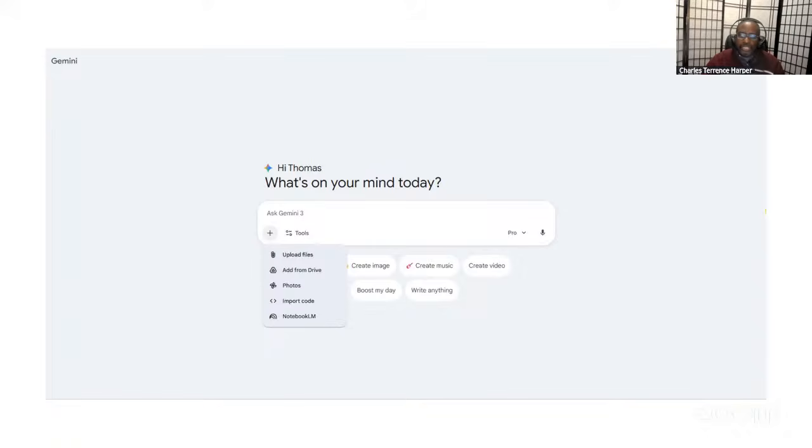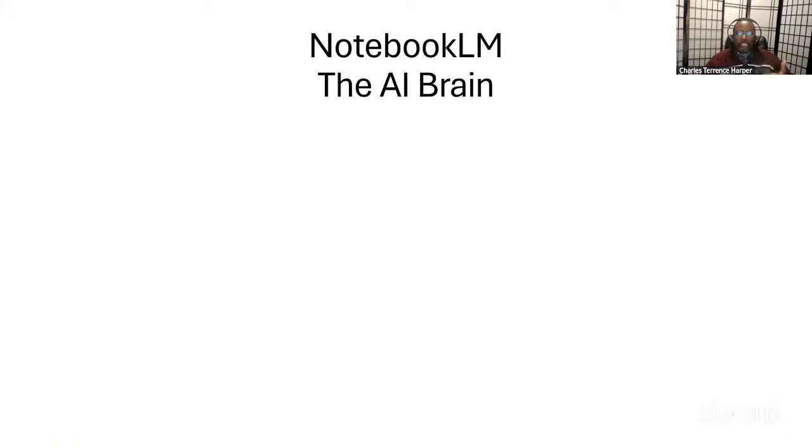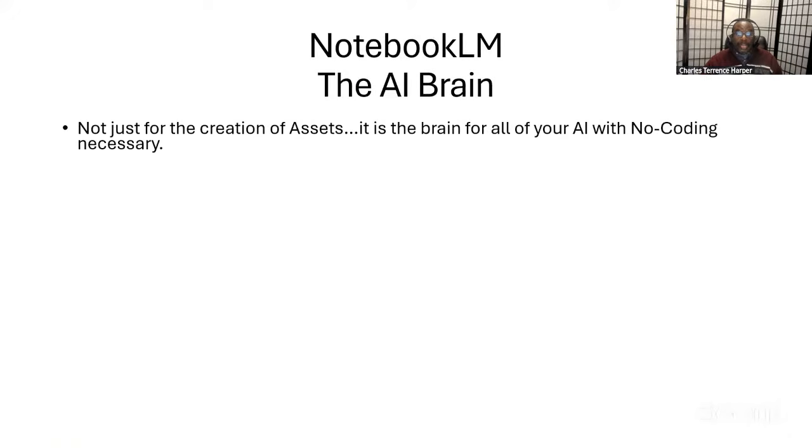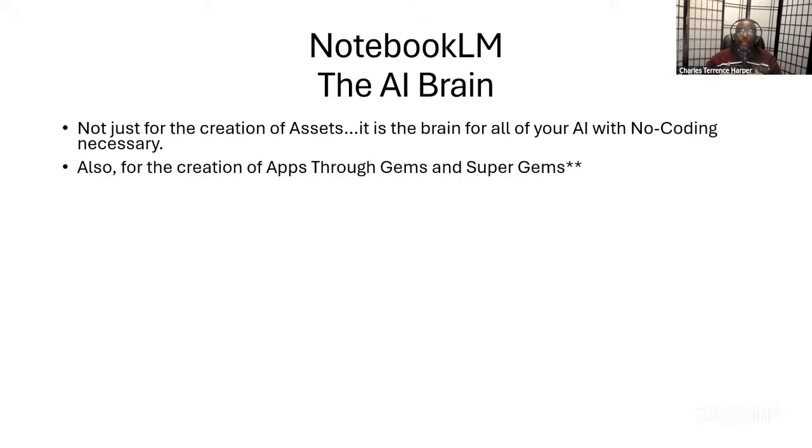So let me just put this into your memory. We're talking about using NotebookLM as the AI brain. So we're not just using it to create the cool stuff. We can create NotebookLM slides and all those things. I think those things are wonderful, but I think that scratches the surface of NotebookLM. We can create apps, entire apps. We can do that through gems and super gems. And I'm going to show you that here in a minute.